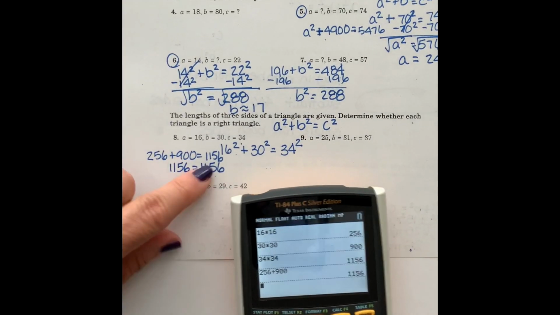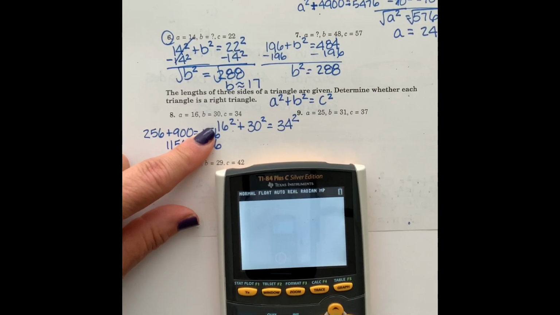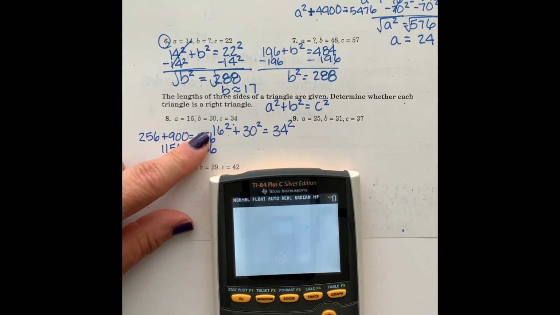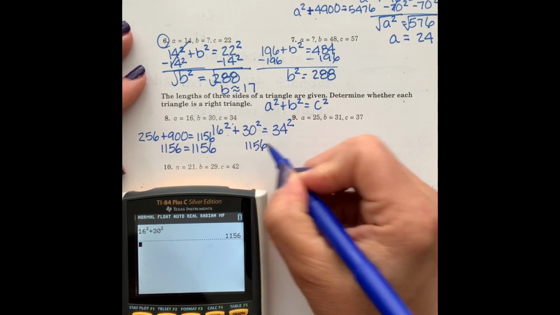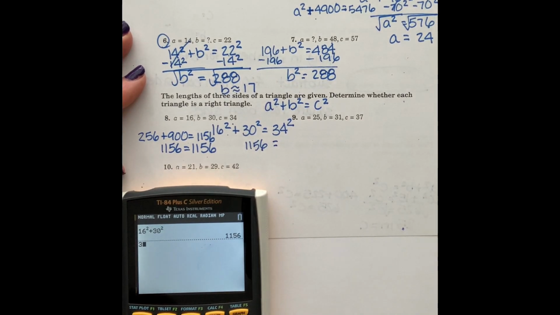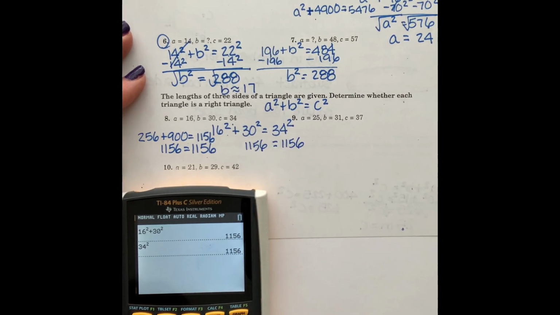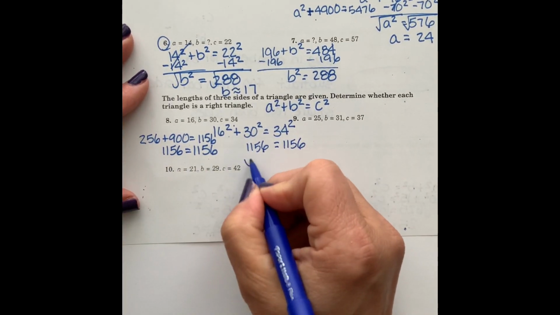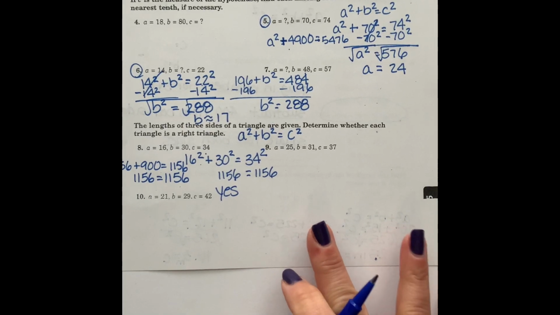If you have a calculator that has a square button, you could do 16 squared plus 30 squared, get the sum of 1156, and then you could do 34 squared and get 1156. So if the two sides are equal, then that's a yes, that it is a right triangle.